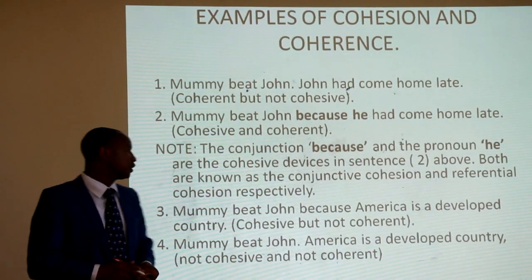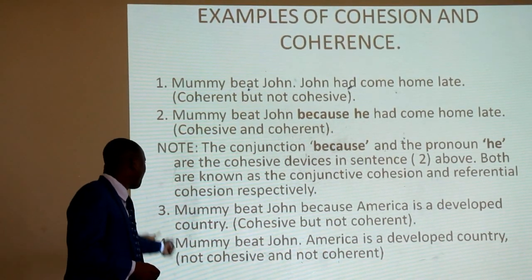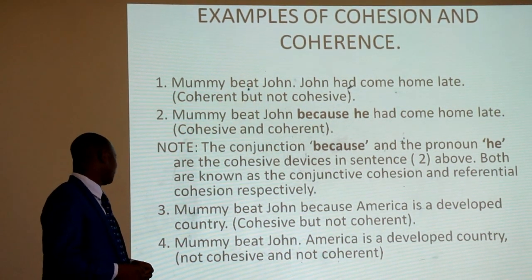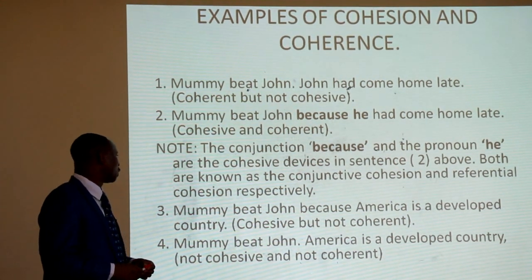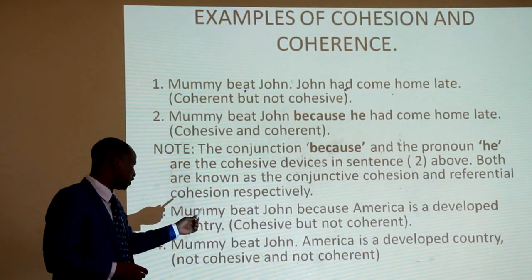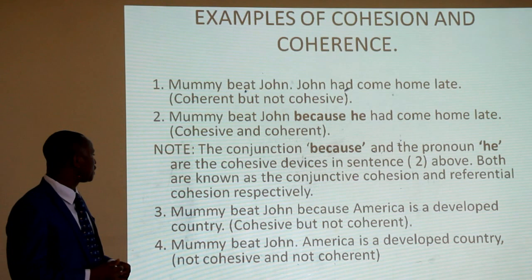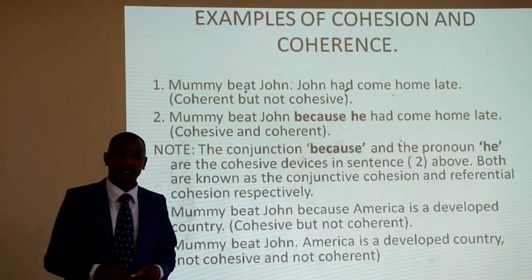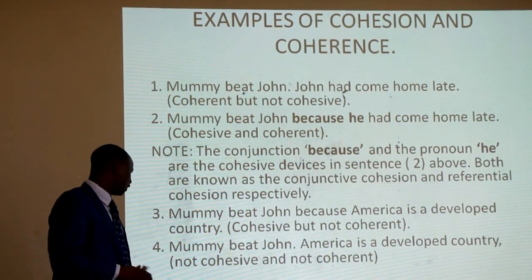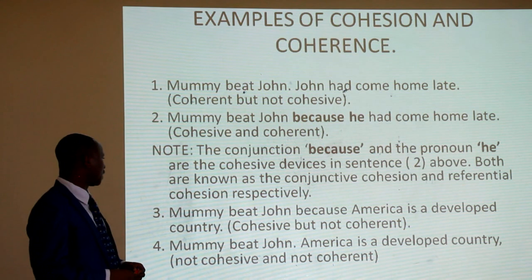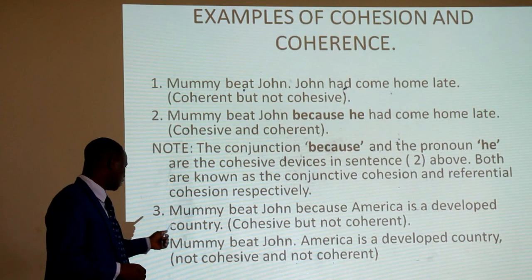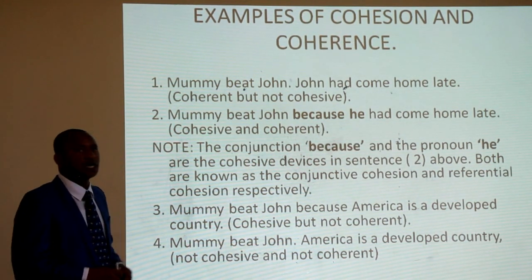Taking sentence number 3: "Mommy beat John because America is a developed country." This sentence is cohesive, it is well connected, but it's not coherent. Sentence number 4: "Mommy beat John. America is a developed country." This sentence is not cohesive, nor is it coherent.